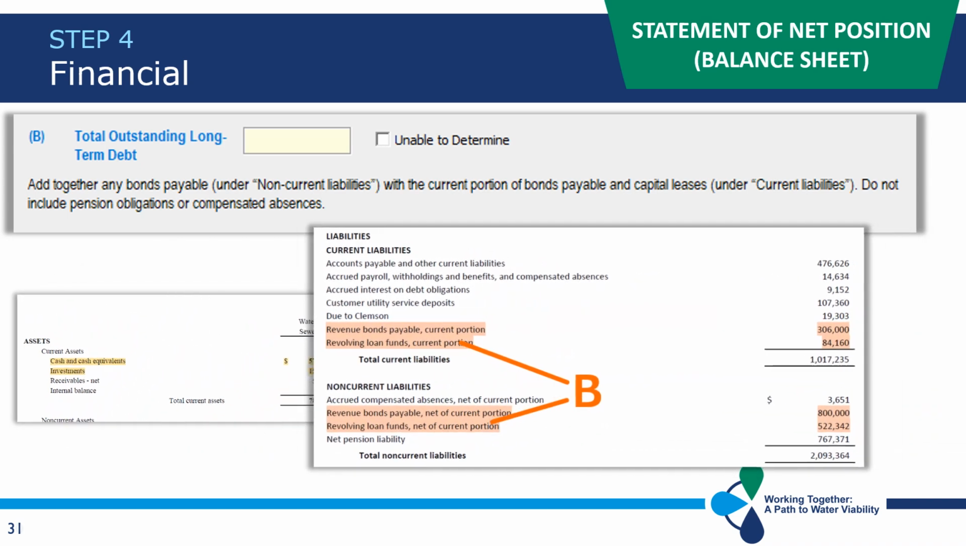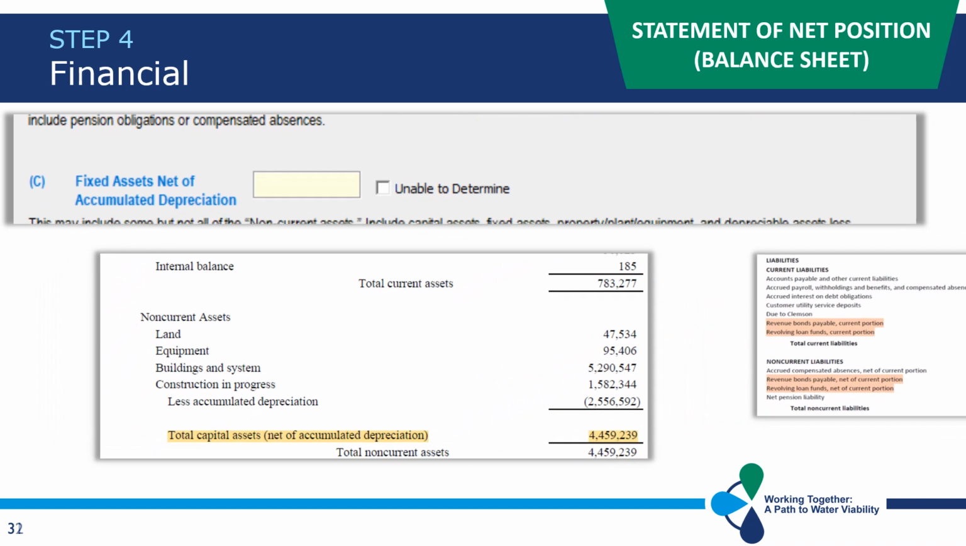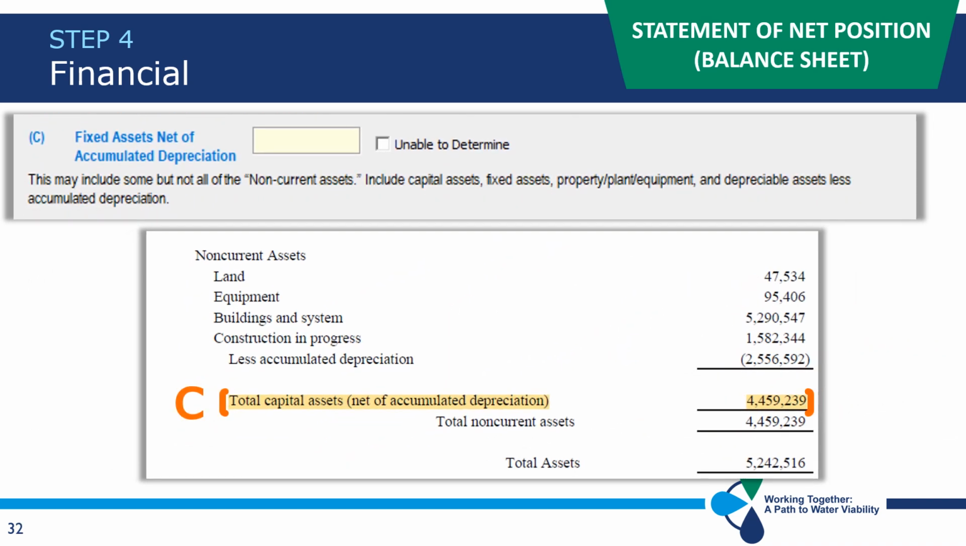If your utility doesn't have any long-term debt, meaning you pay as you go for capital projects, it won't be listed on the statement, and you should enter 0 as the answer. The third metric includes all capital assets, such as property, plant, and equipment, minus the amount of total depreciation taken, including prior years. If you don't have a current audit, you may not have an up-to-date calculation of depreciation. If this is the case, be sure to mark unable to determine for this question.